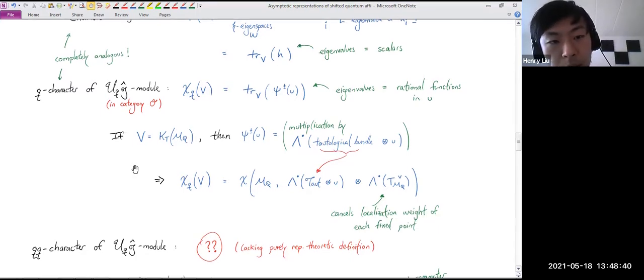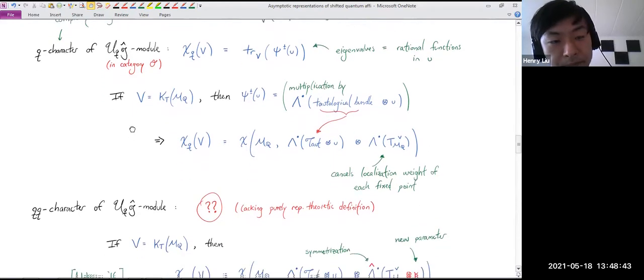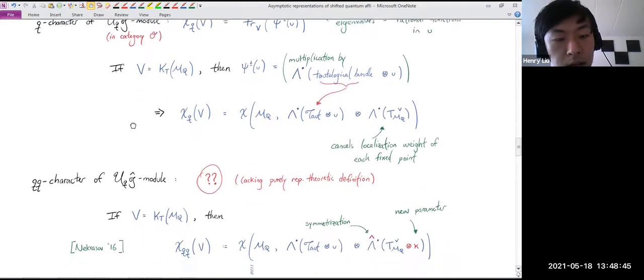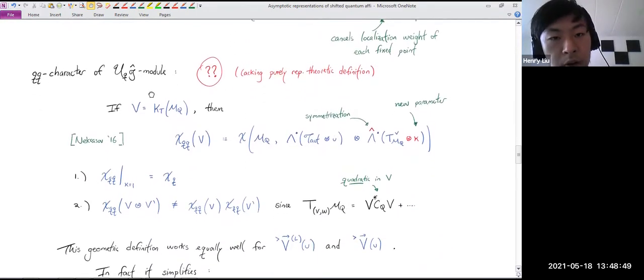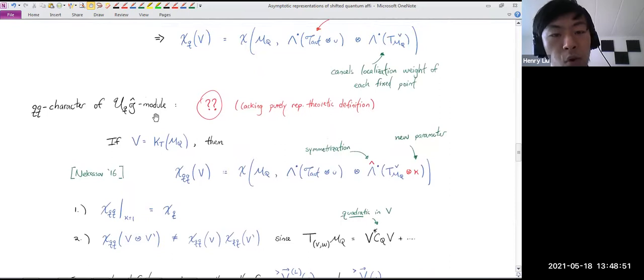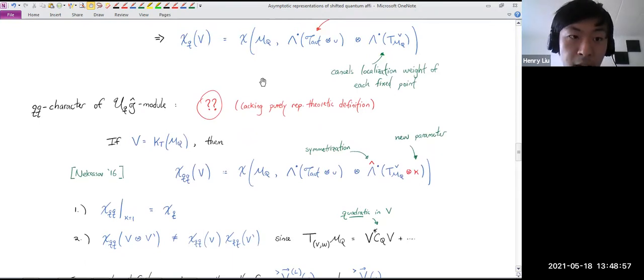Now let's talk about QQ characters. So what's a QQ character? A QQ character is supposed to be a one-parameter deformation of a Q character. But precisely how to write down what a QQ character is in terms of representation theory, that's actually unknown. It's not so clear how to do that, and that's a work in progress.